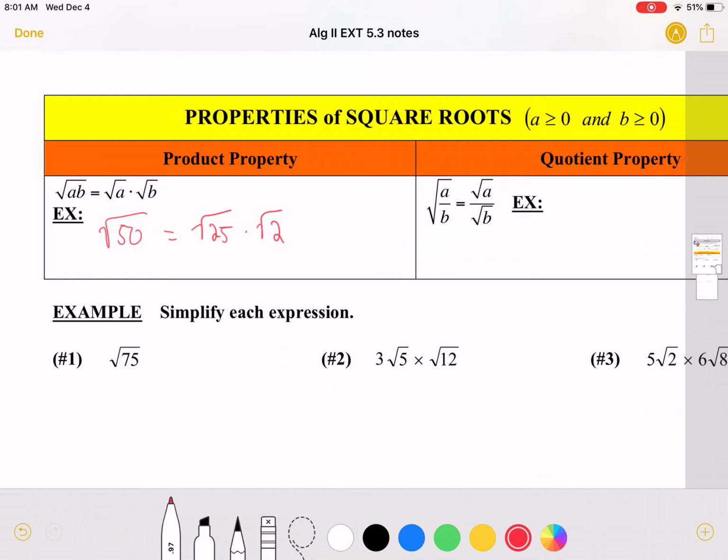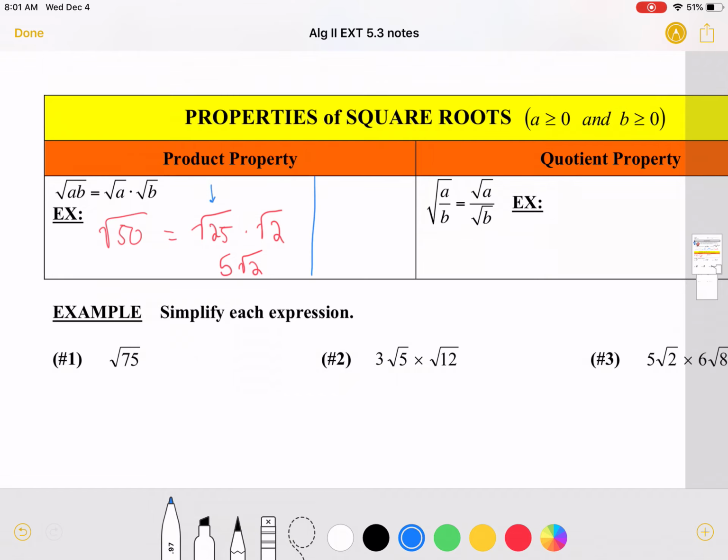So the product property says I can break apart the square root of 50 into the square root of 25 times the square root of 2. Now we know that the square root of 25 is 5, and we can't reduce the square root of 2, so this reduces to 5 times the square root of 2. Also, notice how I put the perfect square first. I would get in the habit of that.